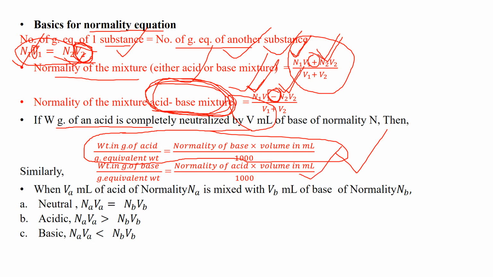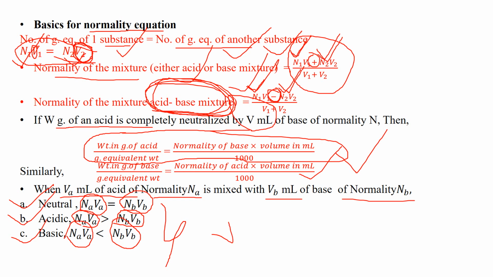This formula also. When Va ml of acid of normality Na is mixed with Vb ml of base of normality Nb, then if number of gram equivalent of acid is equal to the number of gram equivalent of base, the solution will be neutral. And if number of gram equivalent of acid is greater than that of base, then the solution will be acidic. And if number of gram equivalent of acid is less than that of base, the solution is basic, right? This is very important concept. These all points are very important.